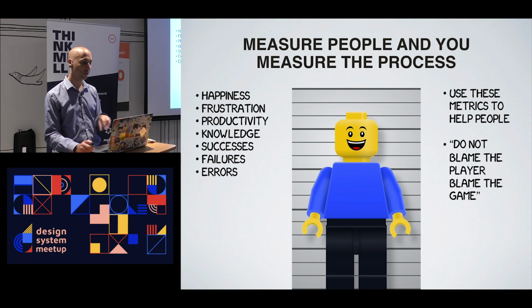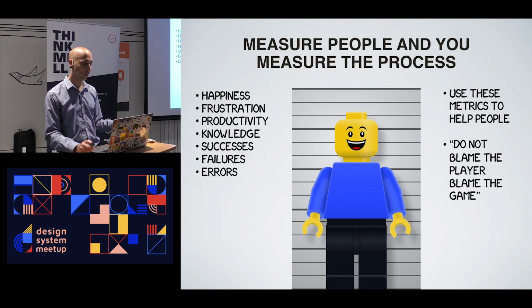Measure people to measure the process. One of the techniques that I'm using with my team is we're looking at individual developer, UX team, test team, BAs, looking at their happiness within the process, whether they're frustrated, or whether they're celebrating success. We're looking at their individual productivity. We can look at Git logs and things like that.